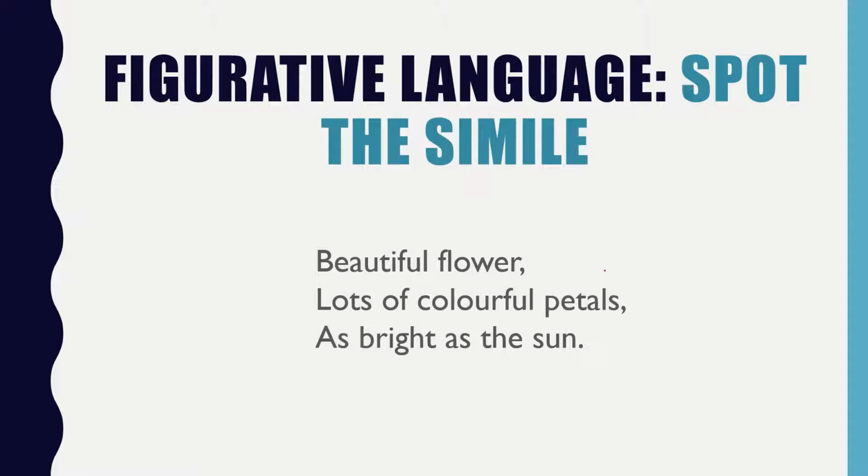Beautiful flower, lots of colourful petals, as bright as the sun. Can you spot it? As bright as the sun is the simile. We are comparing the petals to the sun because they are really bright, and the sun is one of the brightest things the poet can think of. Out of interest, did you notice what kind of poem this is? Yep, it's one of those haikus we looked at yesterday. There's 5 syllables in the first line, 7 syllables in the second, and another 5 at the end.